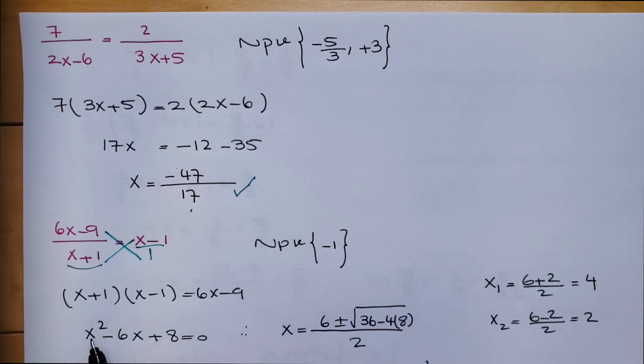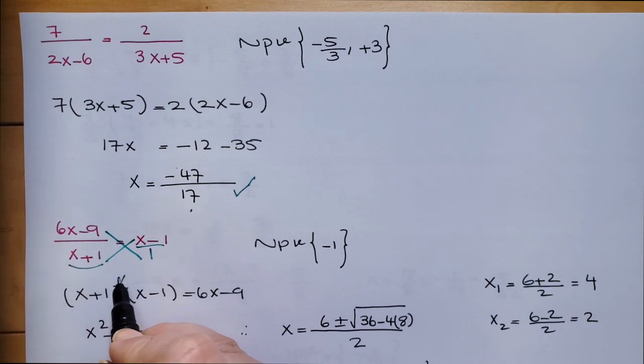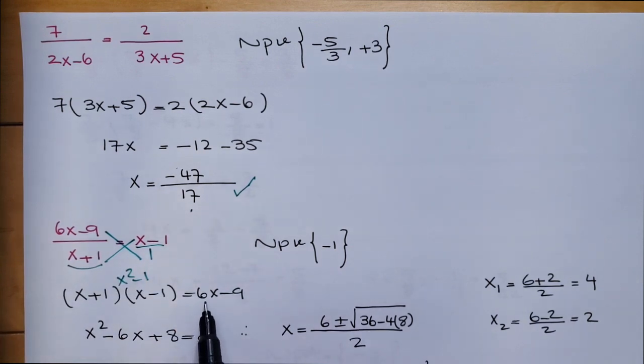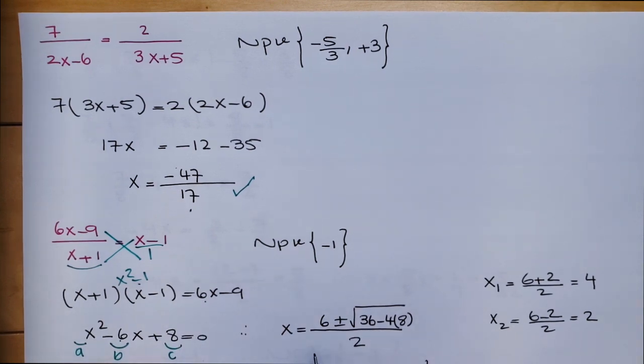So this will be x squared minus 1. Okay, x squared. Then I have 6x on this side. I move it to this side, and I have -1 plus 9 equals 8. Okay, so here I identify A, B, C, and I substitute in the quadratic formula, and the two values of the roots would be 4 and 2. I compare them against the NPV, not the same, so I keep both roots.